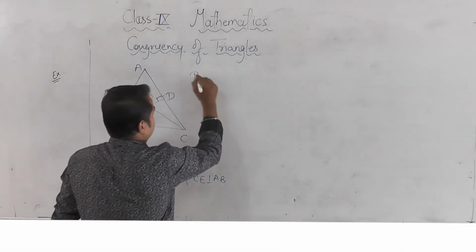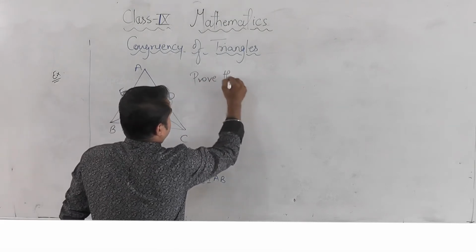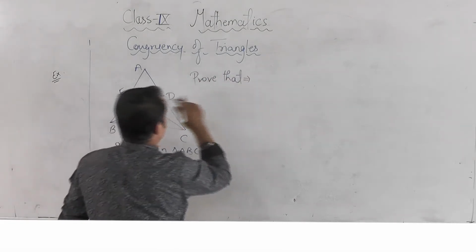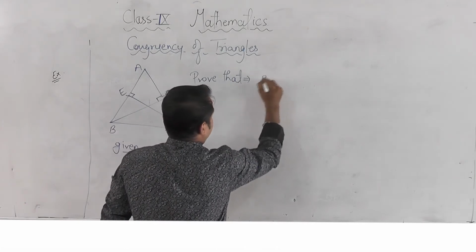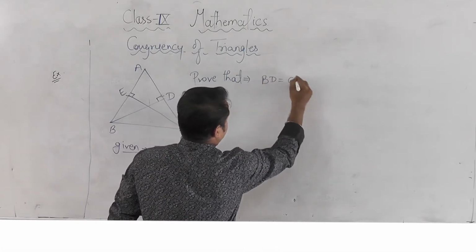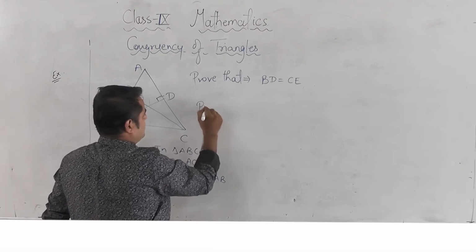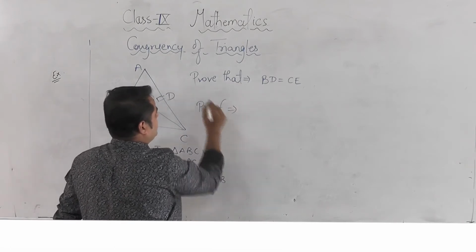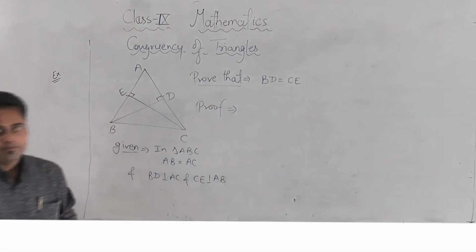What we need to prove is that these two altitudes are equal. That means BD is equal to CE, that we need to prove. So let's come to the proof. How to prove that?